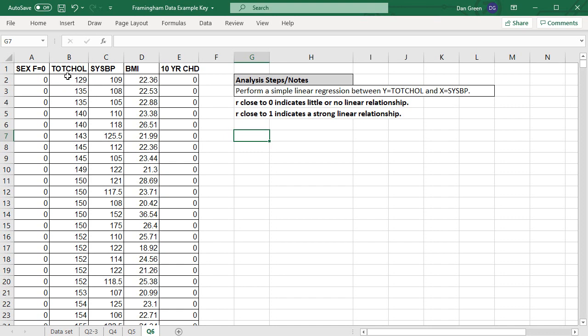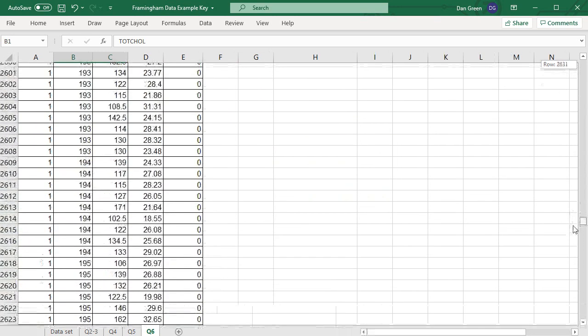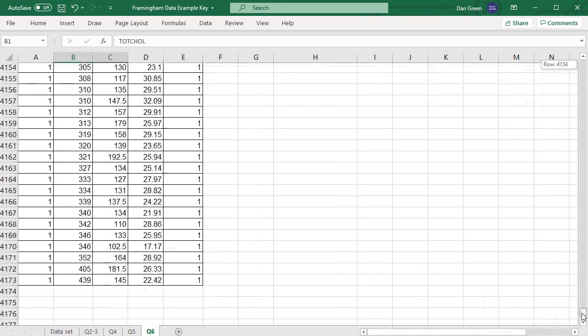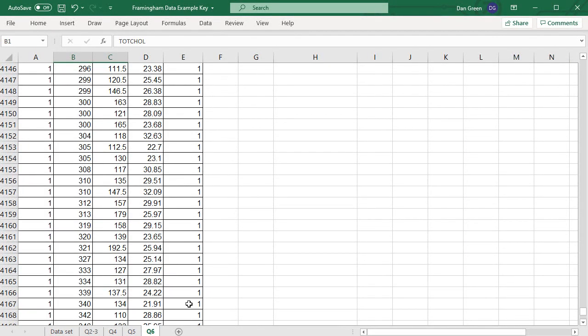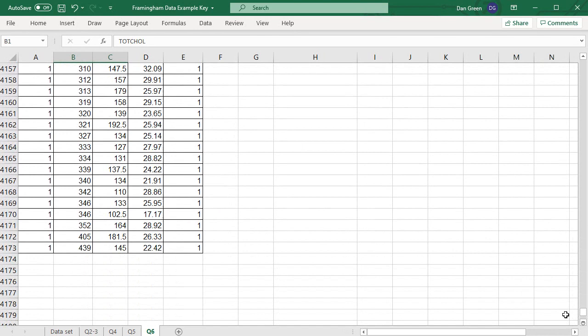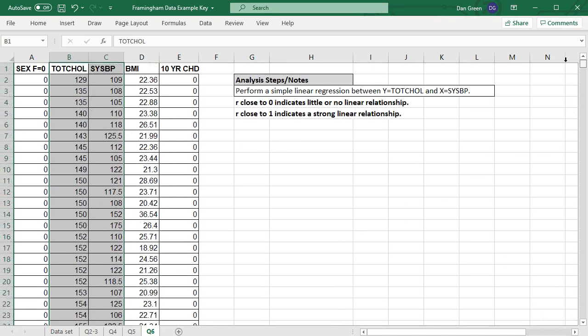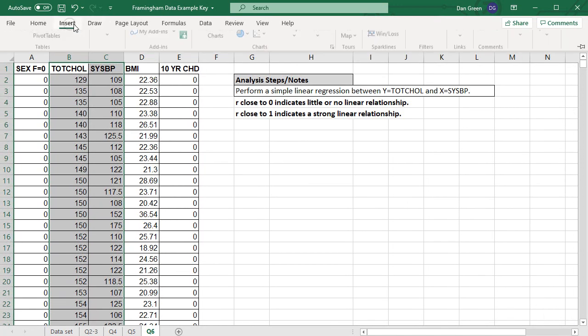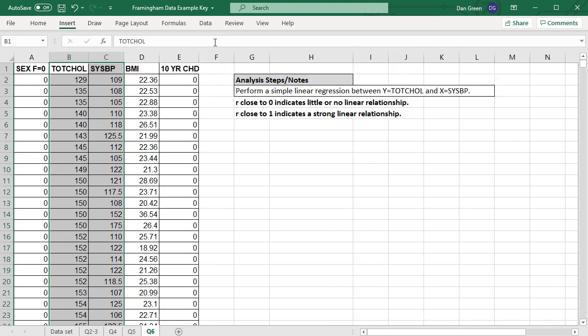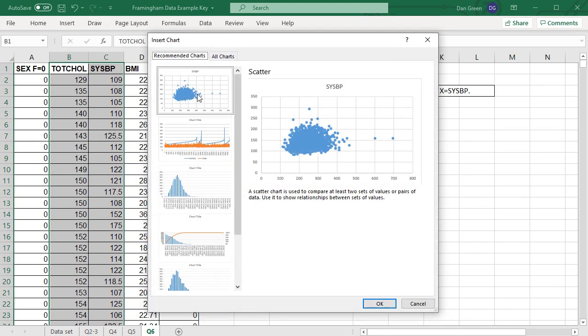So the first thing that we want to do is highlight our data here. So I'm going to highlight the labels and I'm going to scroll down to the bottom of the data. And I'm going to hold the Shift key and highlight those two columns. So now that I have those columns highlighted, I am going to go to the Insert menu, Recommended Charts, and then this very first one in the upper left is the scatter plot. That's already selected. I'm going to click OK.